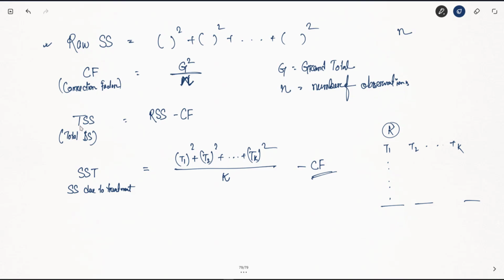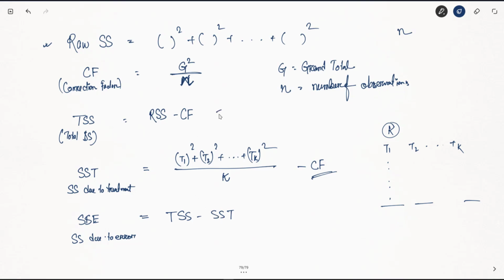So we have the sum of squares due to treatment and the total sum of squares. The next thing is SSE, the sum of squares due to error. The sum of squares due to error does not require any special formula. You just subtract SST from the total sum of squares.